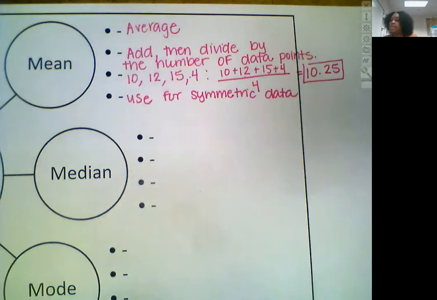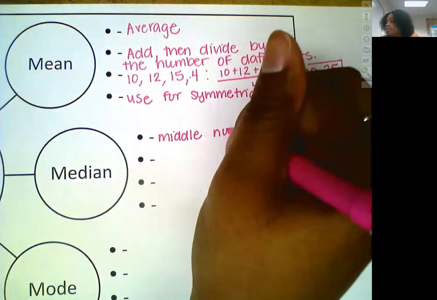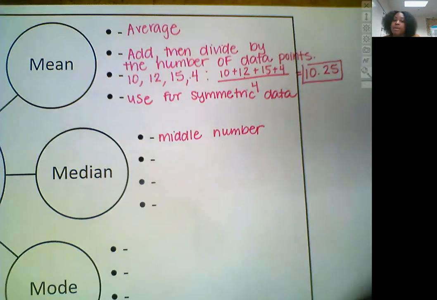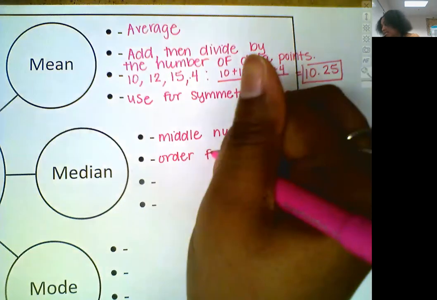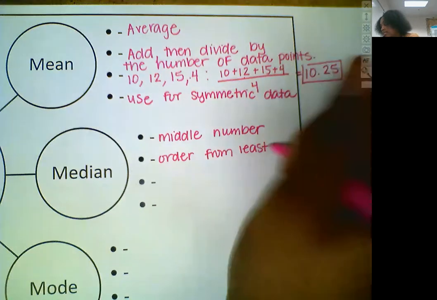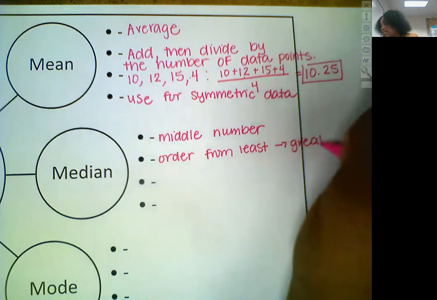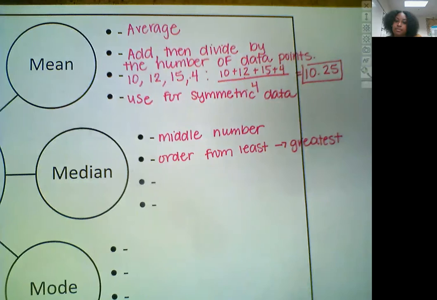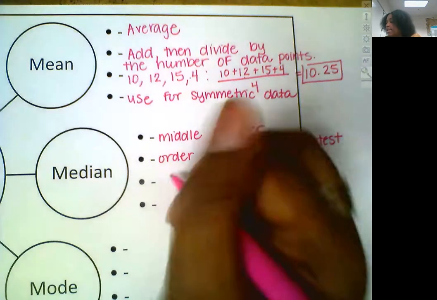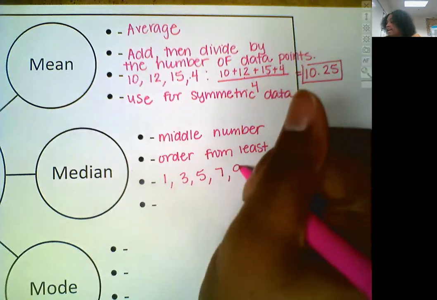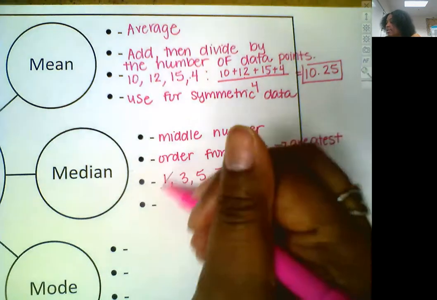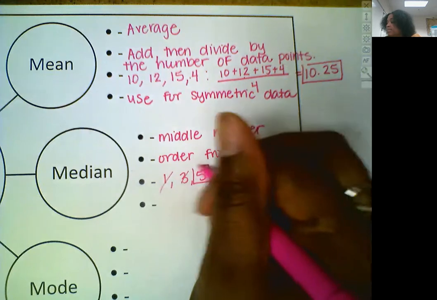All right. So now we're going to look at median. Median is going to be your middle number. But remember, it is your middle number, but you have to order your numbers from least to greatest. It's least to greatest. All right. An example is if I have 1, 3, 5, 7, 9. The number in the middle would be 5.